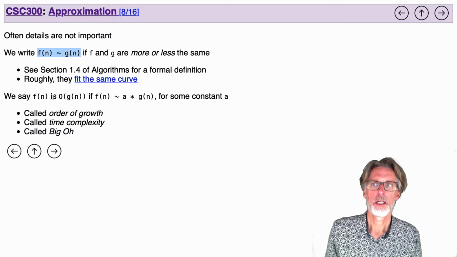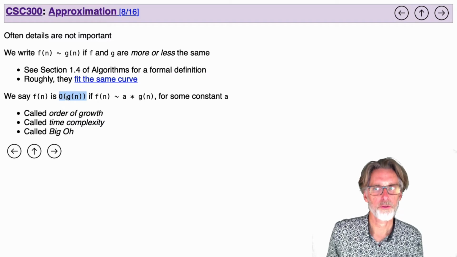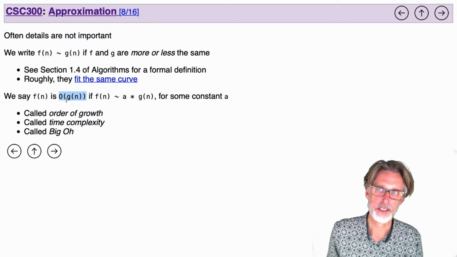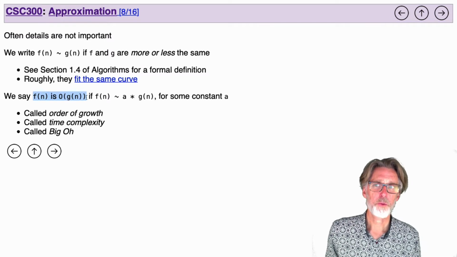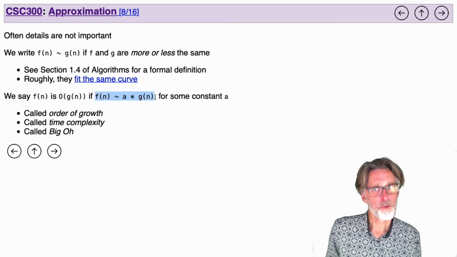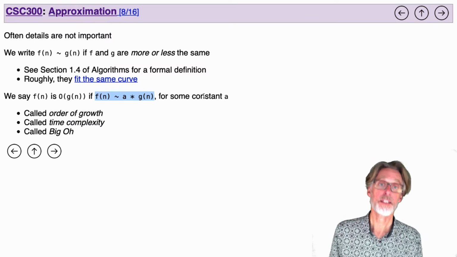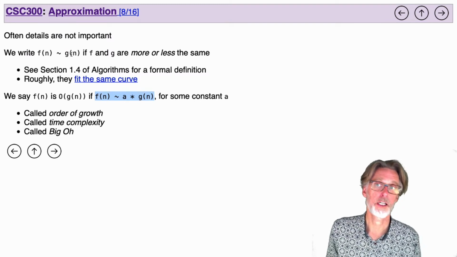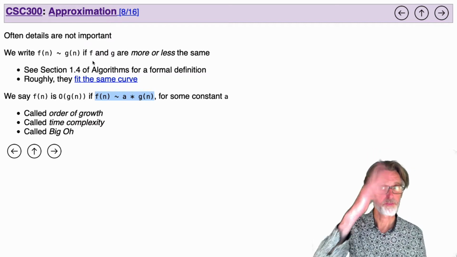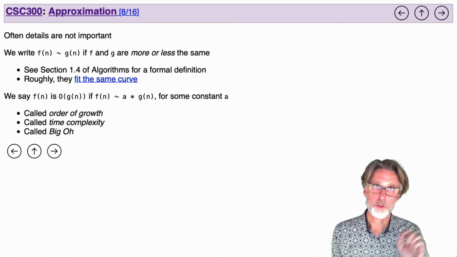This level of approximation using tilde is sensitive to constant factors, but often we don't care about constant factors. In order to elide them, we use a notation called big O, or order of growth, or time complexity. When we say that a function f is big O of g, what we're saying is that they're approximately the same using this kind of tilde approximation, but they may be off by a constant factor. So ignoring the constant factor, a, these two functions are approximately on the same curve. This concept will become much clearer when we start to look at some examples, which we'll do in the next little lecture.